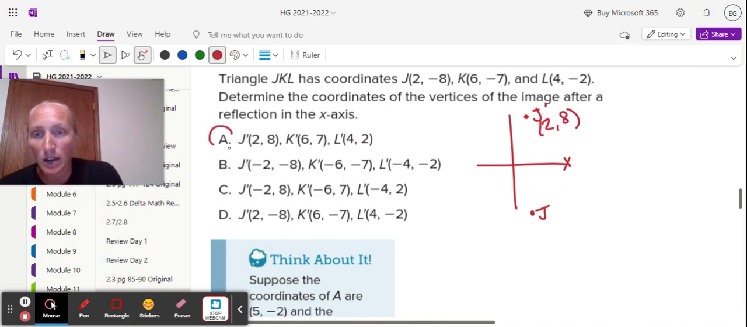Now, just based on that, I know my answer because there's only one answer that has that coordinate. If I wasn't sure if there were 2 answers that had that, which is possible, I check my next coordinate because there's no chance that all 3 of them are the same in that case. Okay, but I got to a positive 2, positive 8 there.